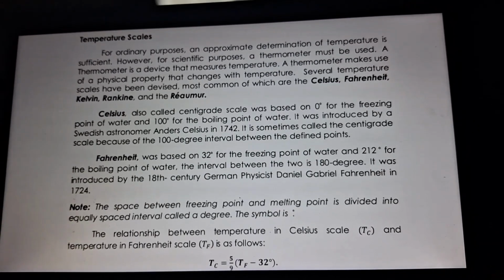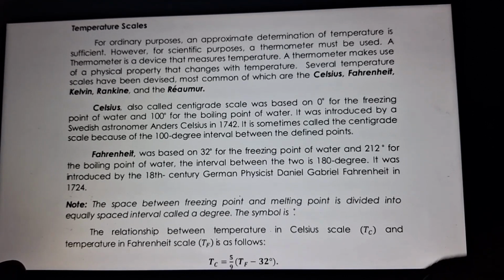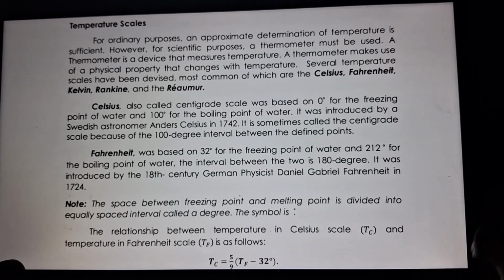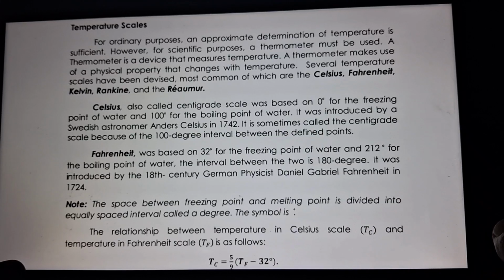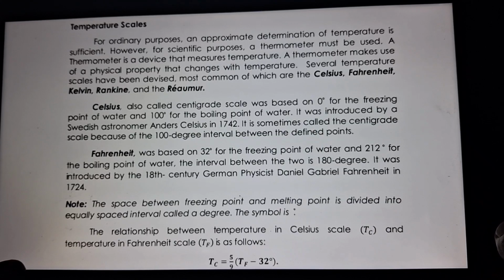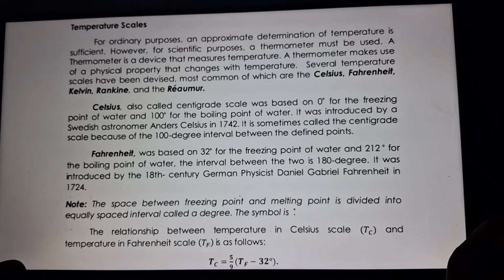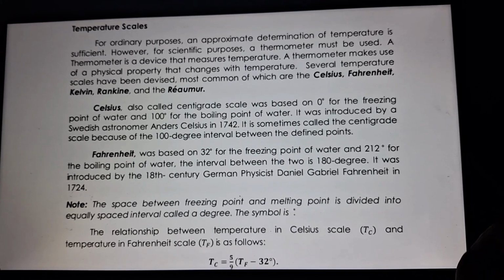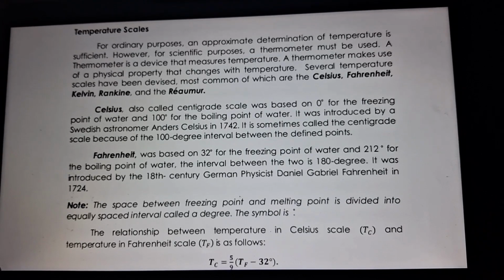The relationship between the temperature in the Celsius scale and the temperature in the Fahrenheit scale is as follows: the temperature in Celsius is equal to 5/9 times the temperature in Fahrenheit minus 32 degrees.